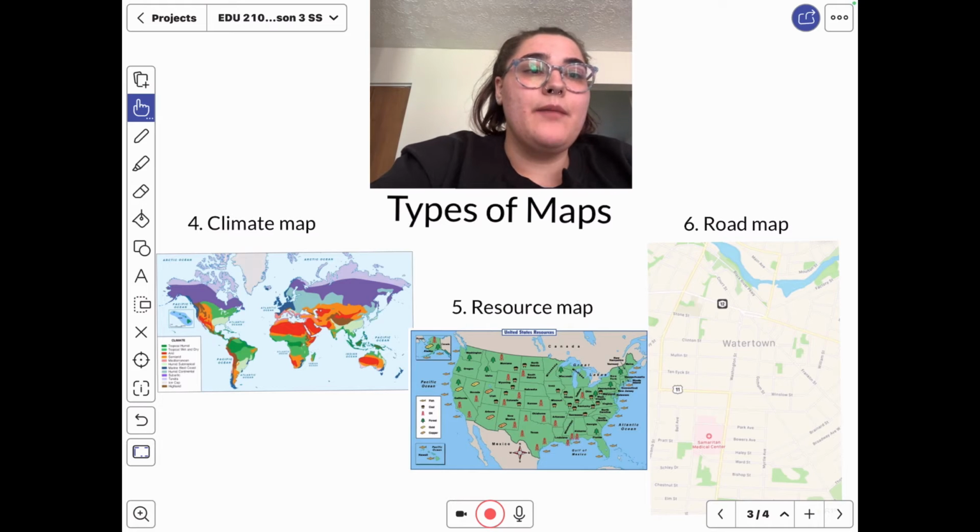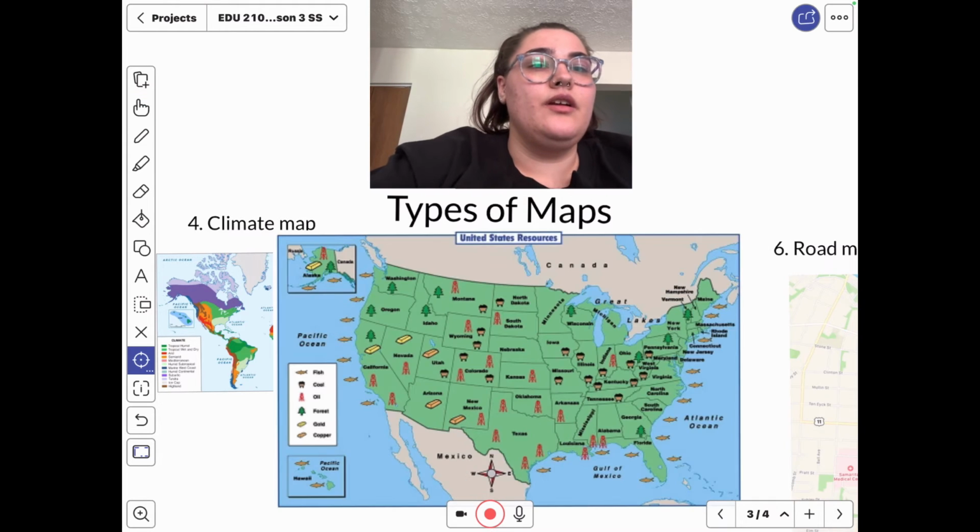Our next map is called a resource map. Resource maps can also be referred to as an economic map. These types of maps show different resources that are available in different areas. Our title for this map is United States Resources, and we have our key right here. And with this key, it gives us symbols that show what the different resources are in the different states.